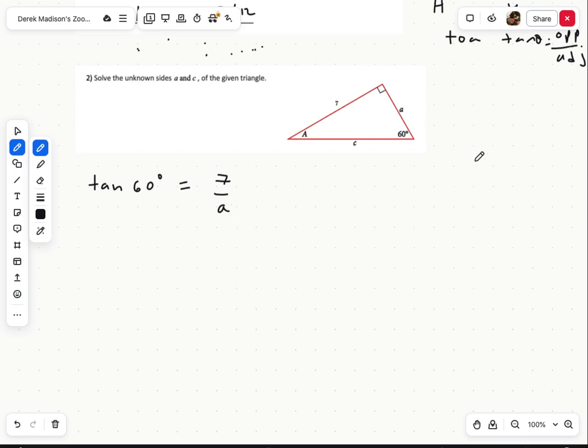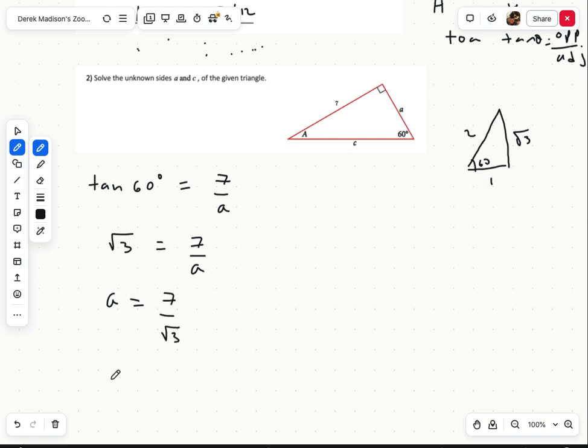And then just as a reminder of our 30, 60, 90 triangles, so there's a 60, and this is 1, 2, and root 3. And tangent is going to be opposite over adjacent, or y over x. So tangent of 60 is going to be square root of 3. And 7 over a. So now multiply up the a, and I'll divide out the square root of 3, and that will give me a equals 7 over root 3.